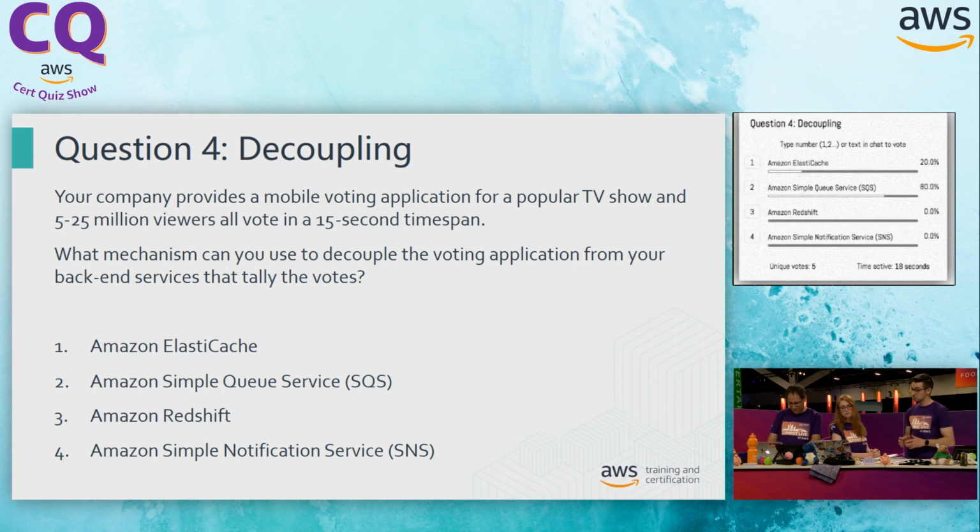Okay. So some words we're looking for, and the biggest word is decoupling, right? How do we take that front-end application and the back-end application and stop them from talking directly to each other? Yep. So let's go through this now.